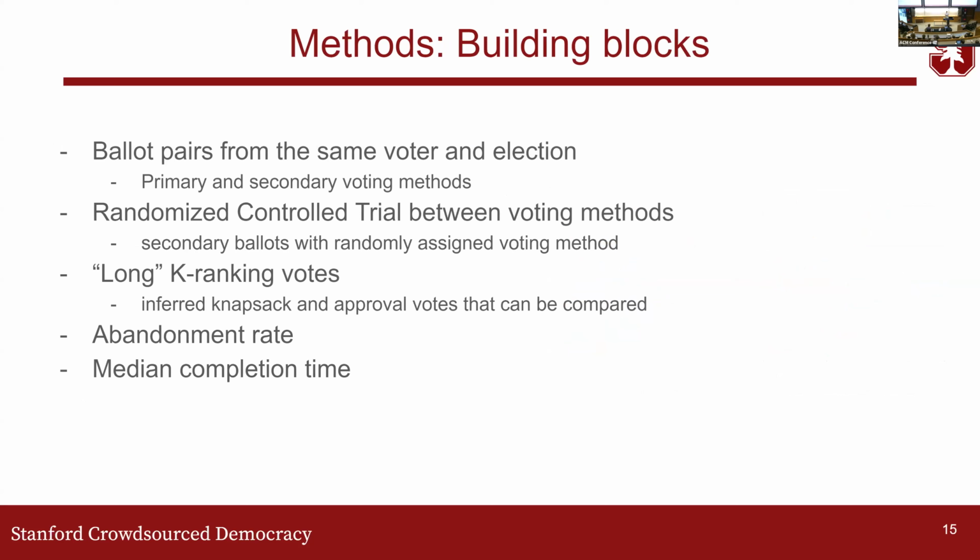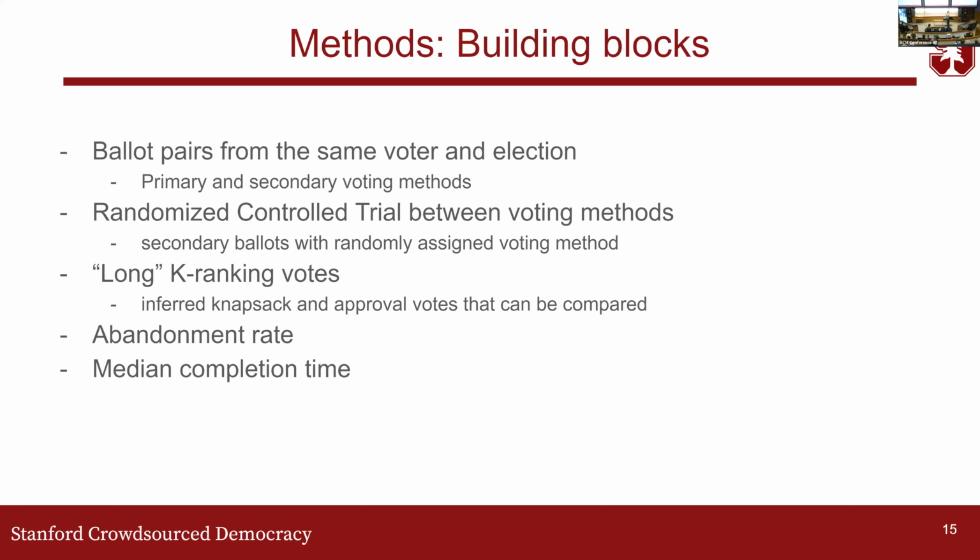And this gives us a few building blocks that we can start playing with in our analysis. So first of all, we have ballot pairs, the primary and the secondary ballot that people can fill out, where the same voter in the same election, we ask people in different voting methods what their opinion is. Secondly, we have a randomized control trial between different voting methods in the secondary ballot. So sometimes we had enough voters, or we were expecting enough voters, that we would randomly assign people to one or the other voting method in the secondary ballot. So that gives us a randomized control trial at that point.